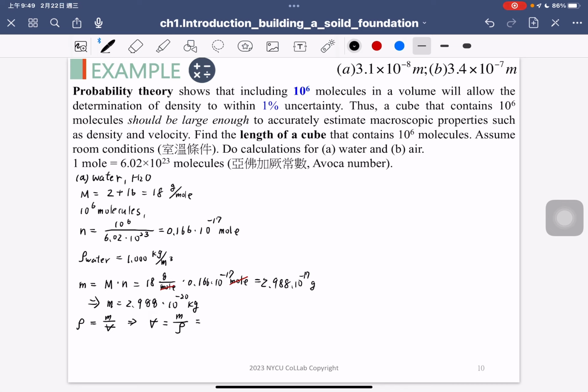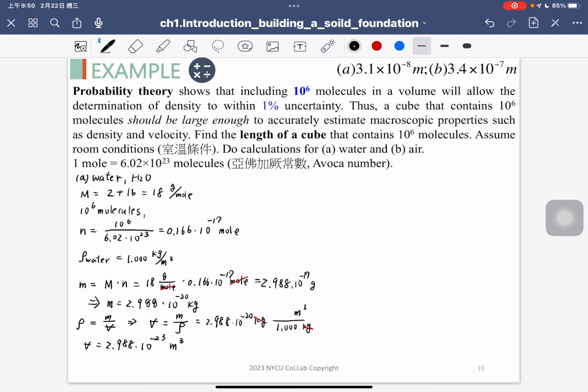Actually we already have m, the mass here, and we keep the unit in kg, and we divide by the density, 1000, with the unit kg per cubic meter. The units cancel out, and the answer for the volume is 2.988 times 10 to the minus 23, because we divided by the density of 1000. And the unit right now is cubic meter.